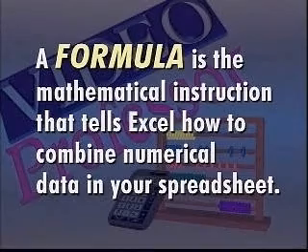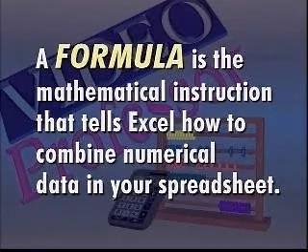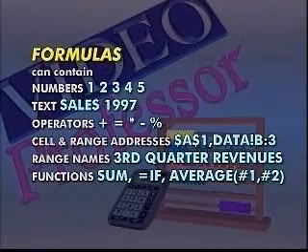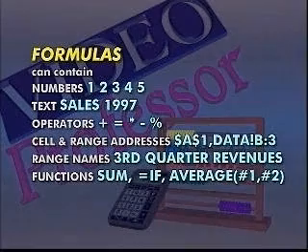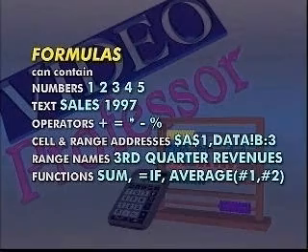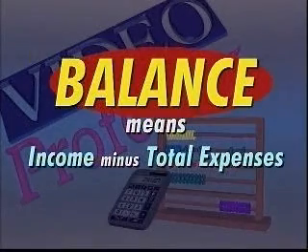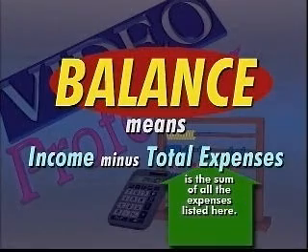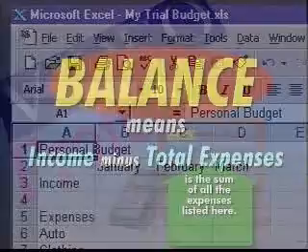A formula is simply the mathematical instruction that tells Excel how to combine numerical data in your spreadsheet. Formulas can contain numbers, text, operators, cell and range addresses, range names, functions, and other variables. The formulas we'll use in this budget are very simple. Balance means income minus total expenses. And total expenses obviously is the sum of all the expenses listed here.